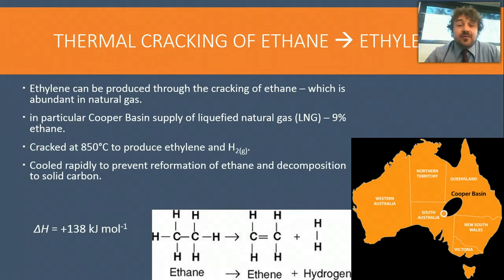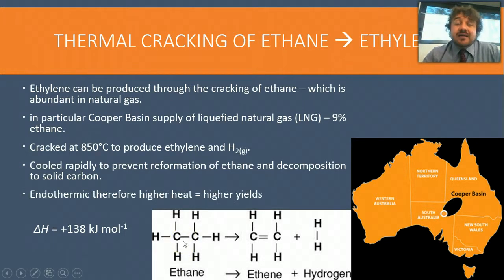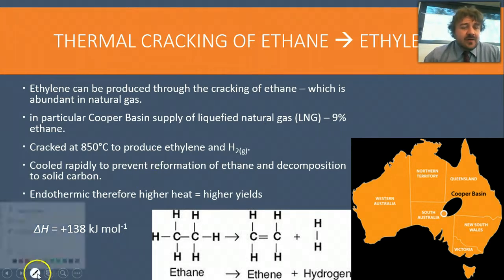Because if ethane reforms, that's it going backwards. If it stays heated up, that double bond will break and we'll get our ethane again. If we leave it heating any longer than that, it will decompose to solid carbon, like the whole thing will break apart, because that's what heat does: it breaks the bonds between chemicals. It's an endothermic reaction, so it absorbs heat from the environment, therefore the higher the heat, the higher the yields.